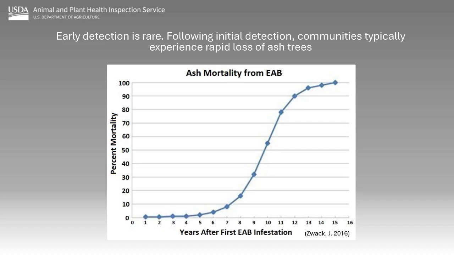To start with, we need to reiterate that detection is very difficult and early detection is rare. Following initial detection, we usually already have about 5 years of infestation. And communities typically experience an exponential rate of loss at that point, which reaches 100% in less than 10 more years. Now, we're going to talk about mitigation strategies that have been developed to hopefully slow that. But this is what a lot of the Midwest experienced over the past 2 decades.